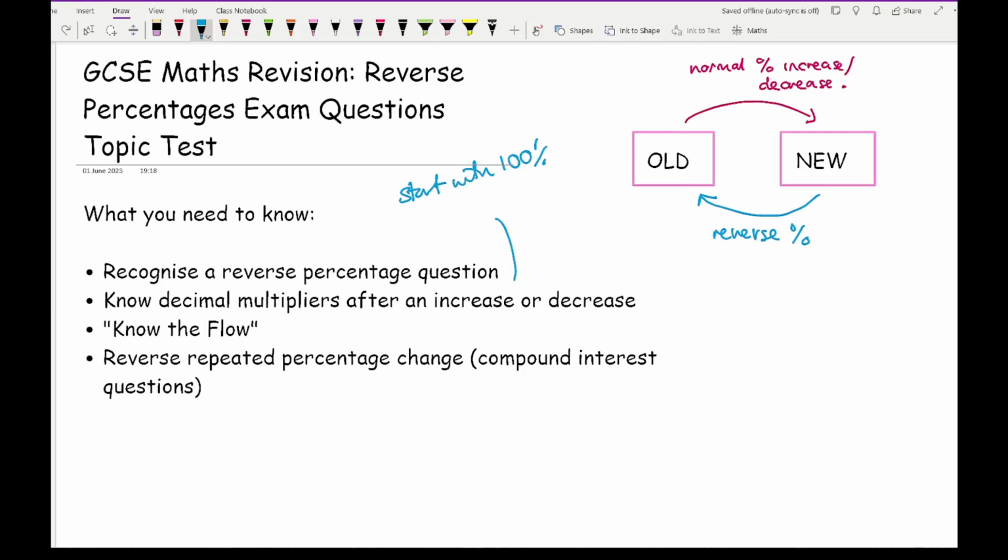So it's really important that you work with that. Yes, you can do it with fractions, but I strongly recommend that whenever you're doing a percentage increase or decrease question, be very knowledgeable with decimal multipliers and use that as a preferred option.